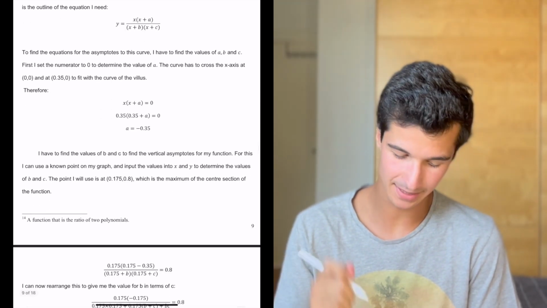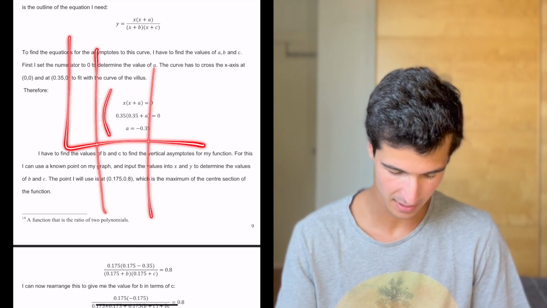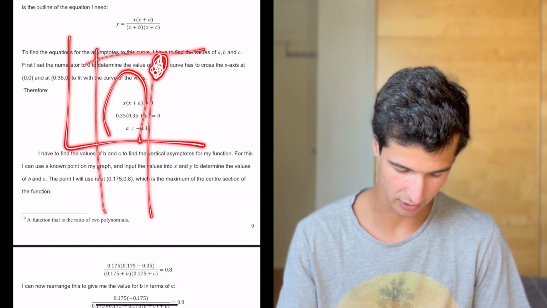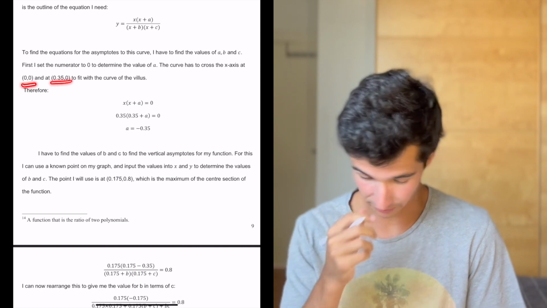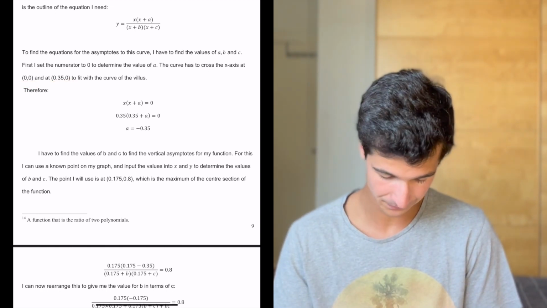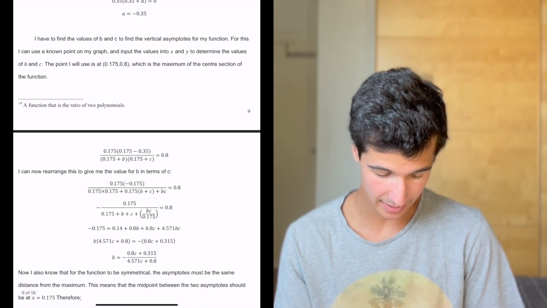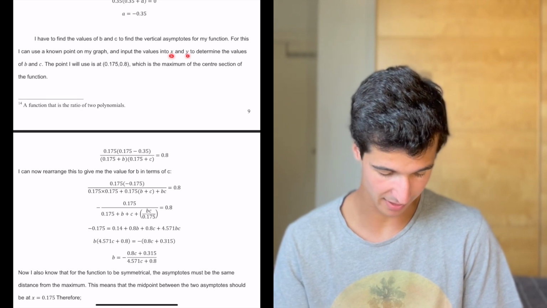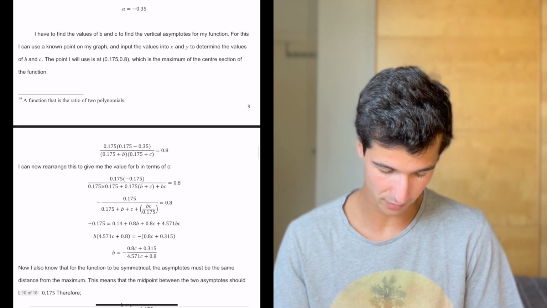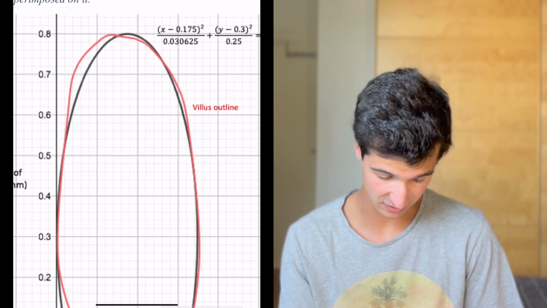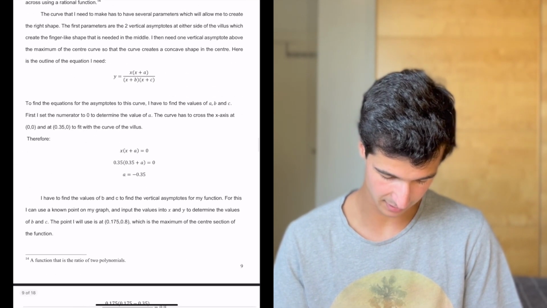To find the equations for the asymptotes to this curve, okay, so what I'm doing is I've got this thing, and I've got to find the asymptotes to the curve, right? The curve has to cross the x-axis at (0, 0) and (0, 35) to fit with the curve of the villus. Good. Therefore, a equals negative 35. Find the values of b and c to find the vertical asymptotes. Input the values of x and y to determine the values of b and c. So the point is this, which is the maximum of the center section of the function, (17.5, 8). So I use this point up here, input it into the equation to find b and c.